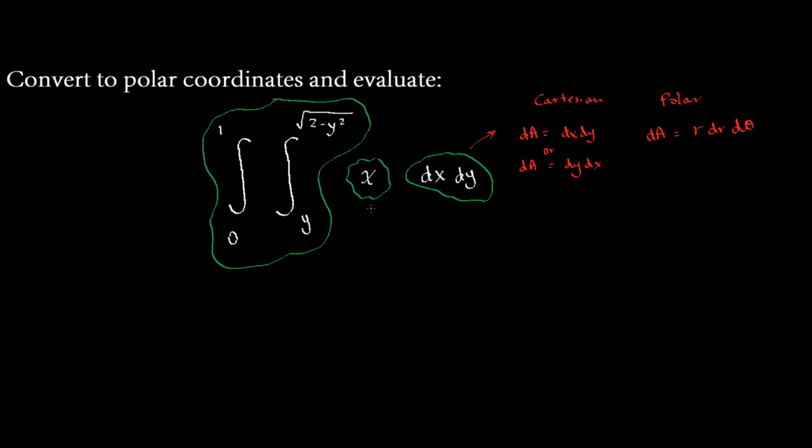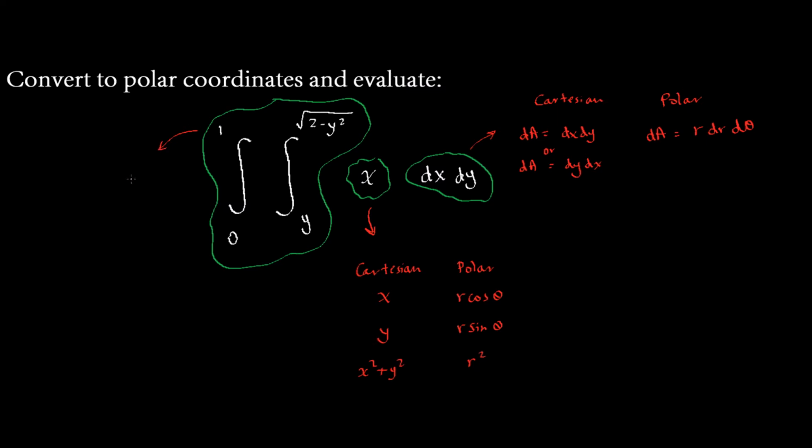Okay, what about the integrand or the function we are integrating? So in Cartesian, if we have x in polar, it's r cosine theta. If we have y, it becomes r sine theta. If we have x squared plus y squared, we have r squared. Okay, what about the region of integration?